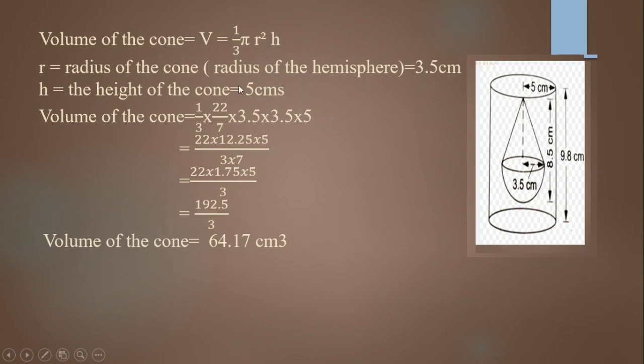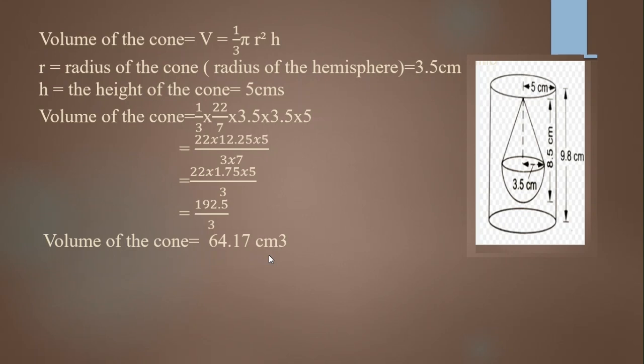Here we are substituting all the values, with pi as 22 by 7. So r square means 3.5 into 3.5, and h is 5. Substituted all the values and simplified. Wherever there is a possibility to cancel some terms, it is easy for us to simplify, so I cancelled all those terms. The final product was 192.5 by 3. So the volume of the cone is 64.17 cubic centimeters. In that particular solid, one half is completed.